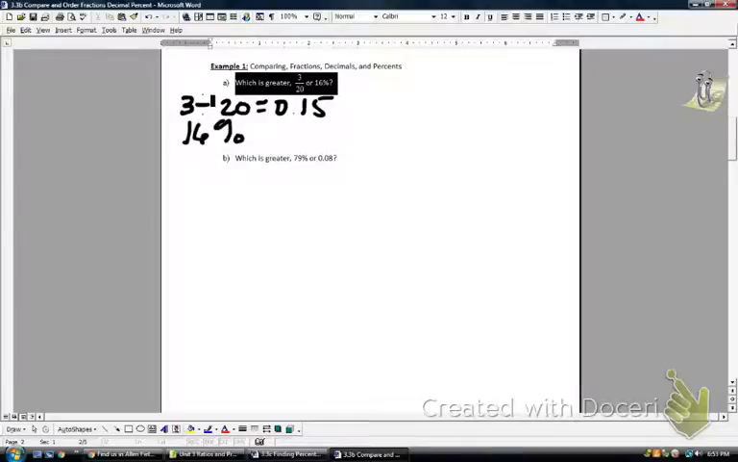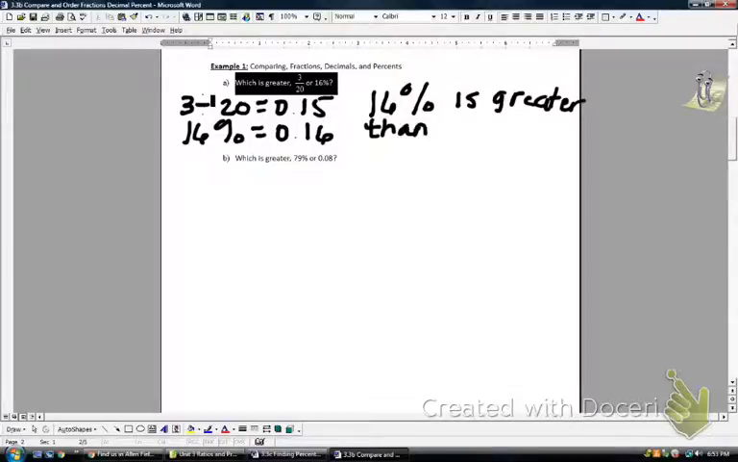Then 16% is the same thing as 0.16. So I guess I'm looking for what is greater. 16% is greater than 3/20ths. So there's how Miss Bernowski would write it. A mathematician would write it as 16% is greater than 3/20ths.